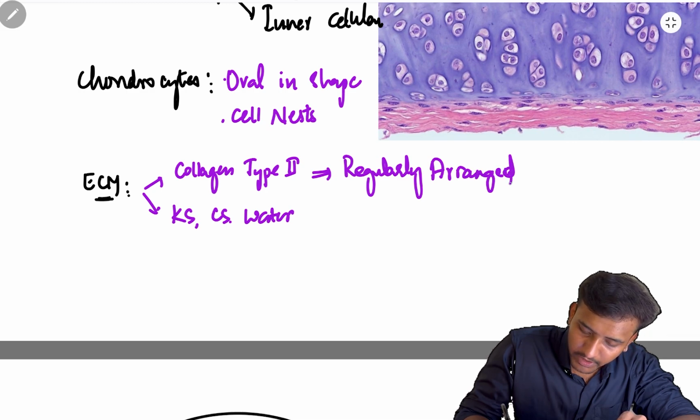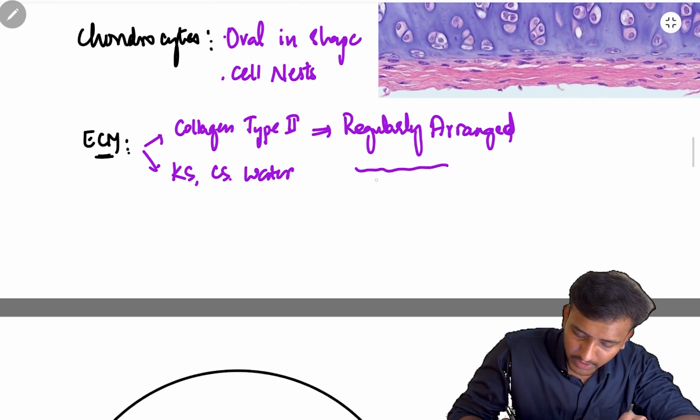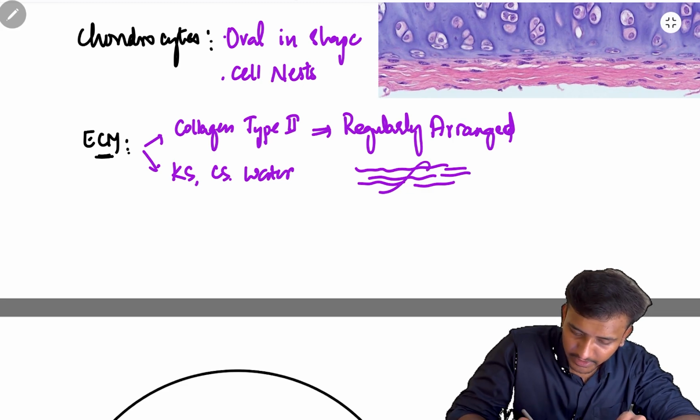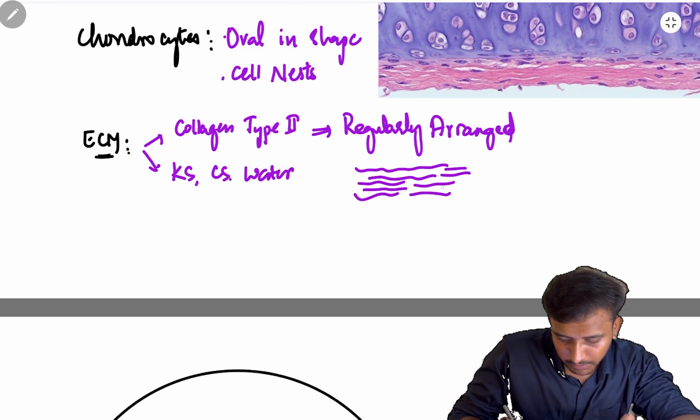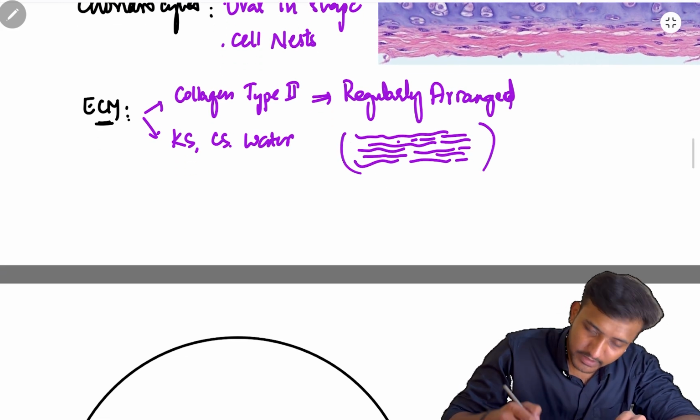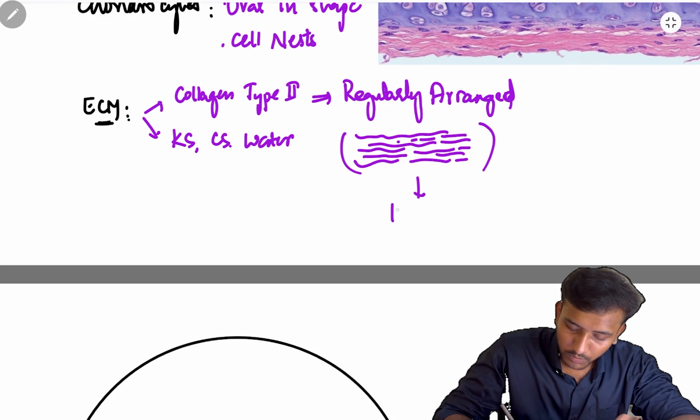What do I mean by regularly arranged? These collagen fibers are actually arranged in a proper manner. They are not haphazardly arranged. And that is what it will give this hyaline cartilage: its matrix will be homogeneous.